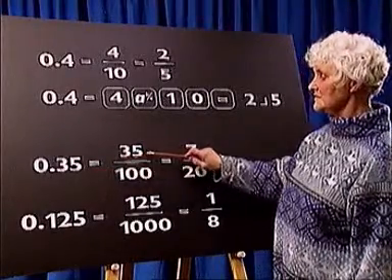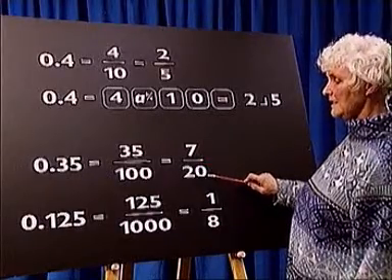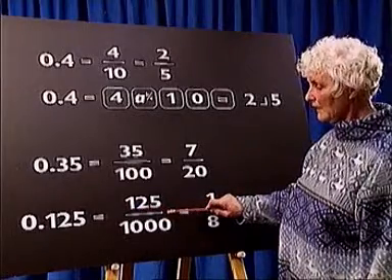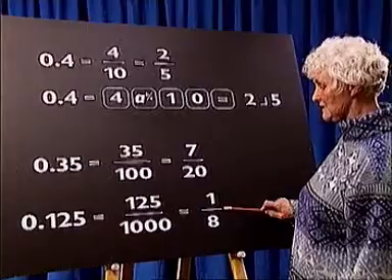0.35 as a fraction is 35/100, which simplifies to 7/20. And 0.125 is equal to 125/1000, which is equal to 1/8.